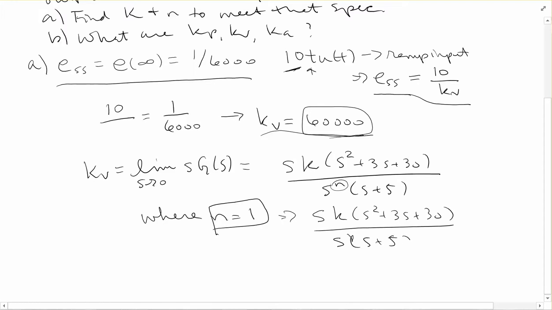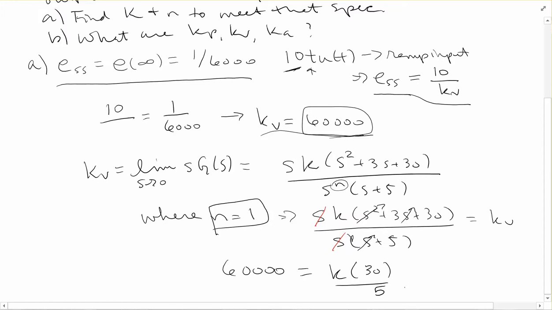Then we can get rid of this and this. Okay? So now we've got that and that. So now if we do our limit and have s go to 0, basically we can say that the 60,000, since that's what kV equals, remember this is kV essentially, that's going to equal k times 30 over 5. And we get that because we're setting s equal to 0 when we do our limit.